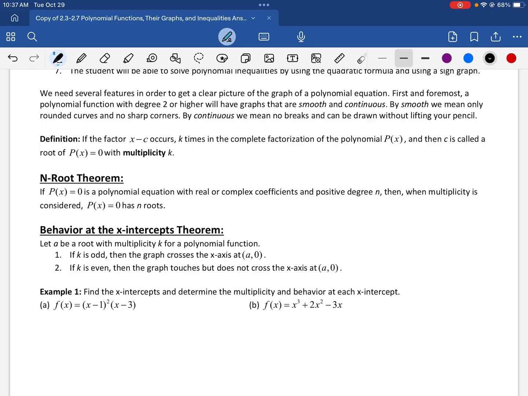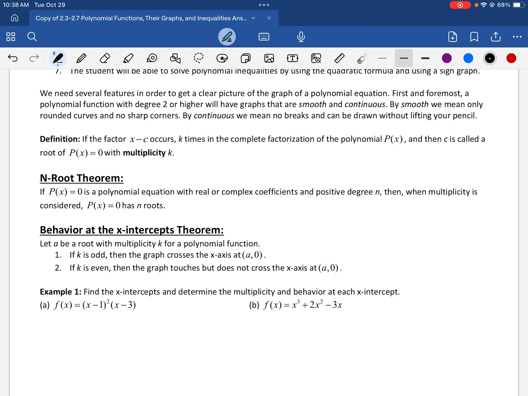First thing here, it says if the factor x minus c occurs k times in the complete factorization of the polynomial, then c is called a root with a multiplicity of k. Root is another word for x-intercept or solution or zeros. Those all mean the same thing. If p of x equals 0 is a polynomial equation with real or complex coefficients and positive degree n, then when the multiplicity is considered, p of x equals 0 has n roots.